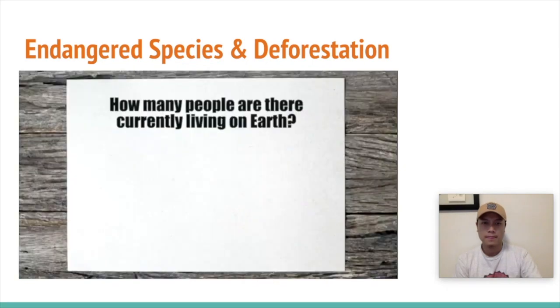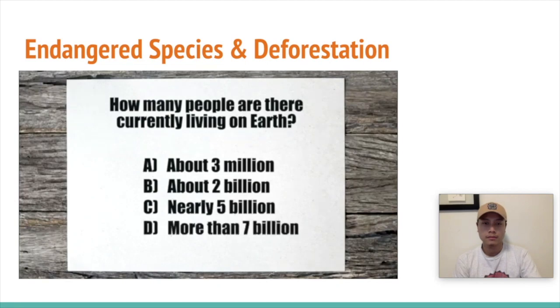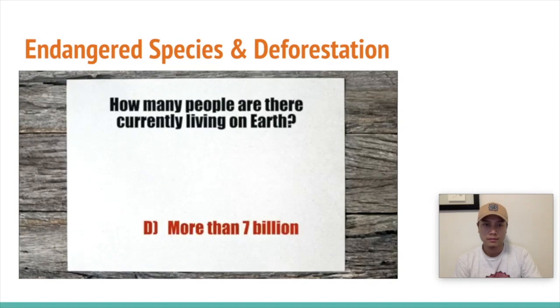Question 2. How many people are there currently living on Earth? A. About 3 million. B. About 2 billion. C. Nearly 5 billion. D. More than 7 billion. If you answer D, you know that there are more than 7 billion people on Earth.